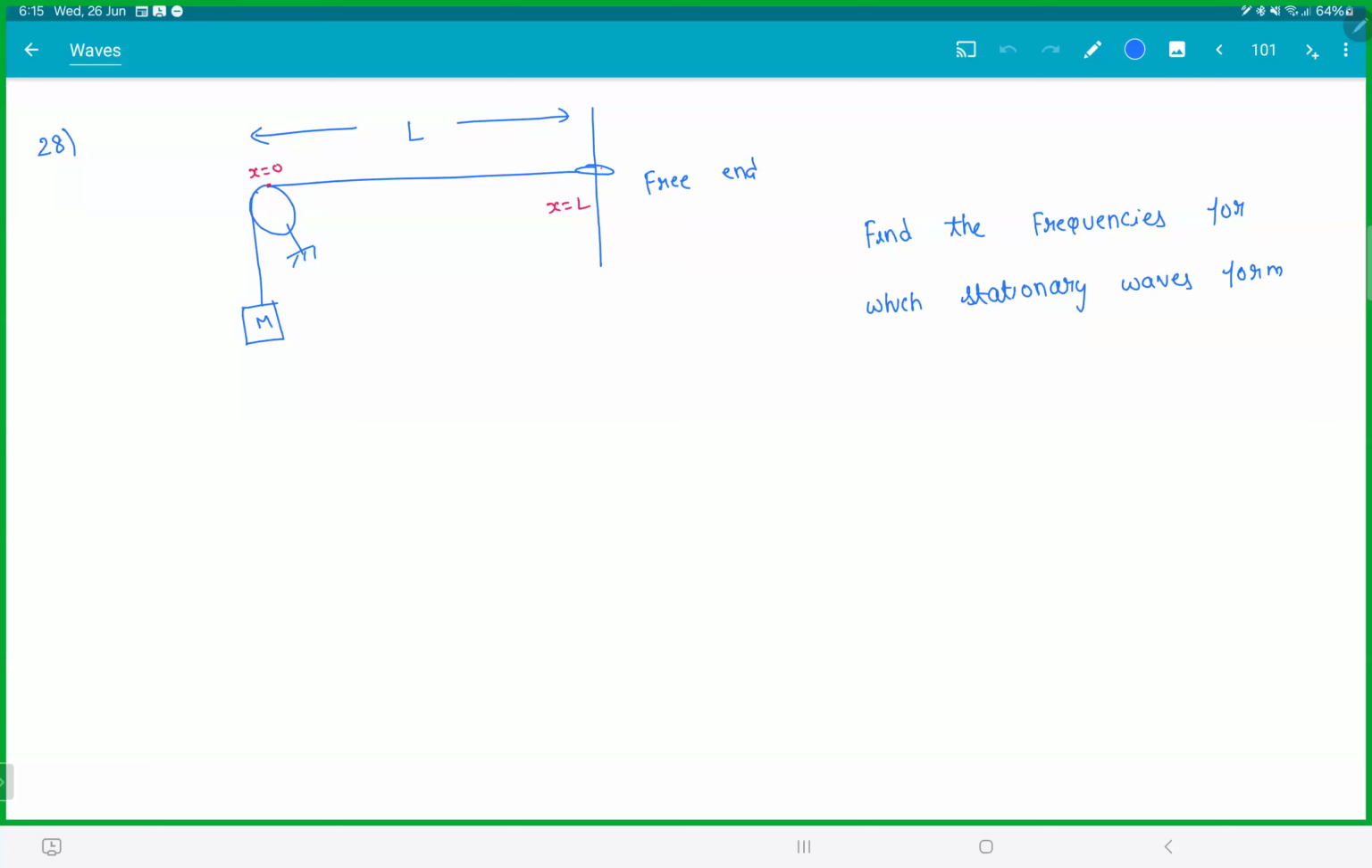Mass of the string, take mu. Same story. Now, if you look at the first possibility here, understand the free end has to be always an antinode. Why? Logic, look now.